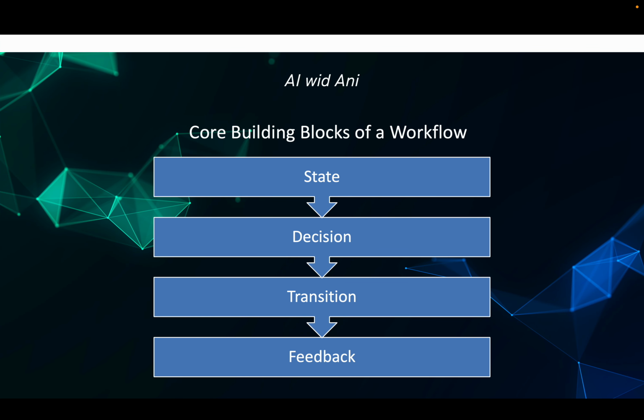At a high level, every agent workflow is built from the same core pieces: a state, where the system currently is; a decision, what should happen next; a transition, moving to the next state; and feedback, learning from the outcome. This loop keeps repeating. Once you understand this, most agent workflows start to look very similar.